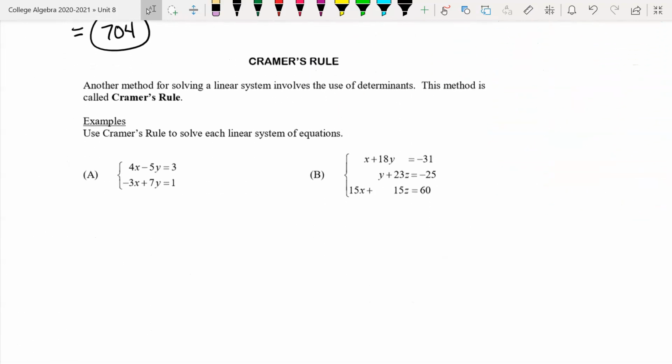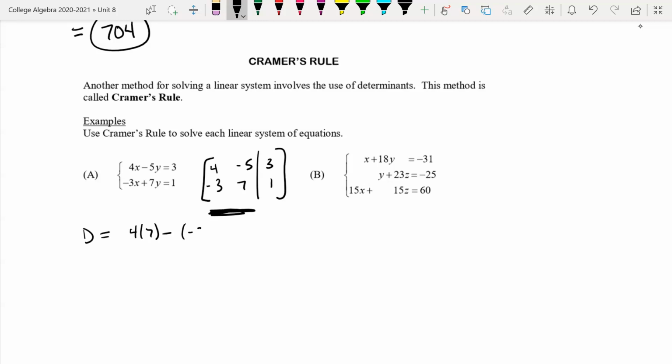All right. So now, what you can do is you can use Cramer's rule. This is a different type of thing to solve systems. So what you're going to do is first off, we're going to make it into an augmented matrix. So we're going to have 4, negative 3, negative 5, 7, 3, and 1. All right, when you do that, first thing I want to do is find the determinant of just the coefficients. So that would be 4 times 7 minus negative 5 times negative 3. So that's 28 minus 15, which is 13. Right, and you want to remember where that one is.